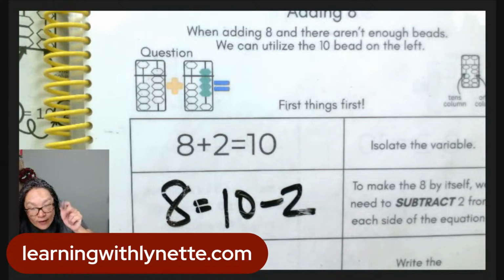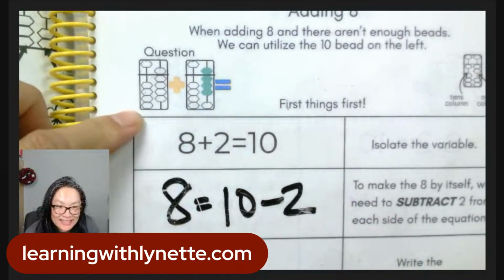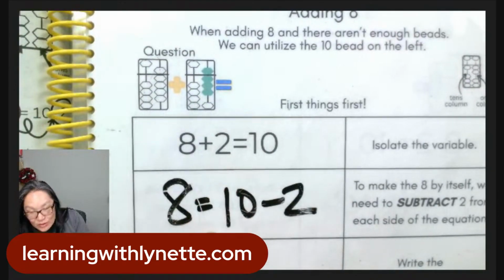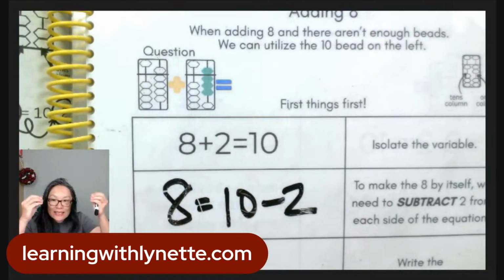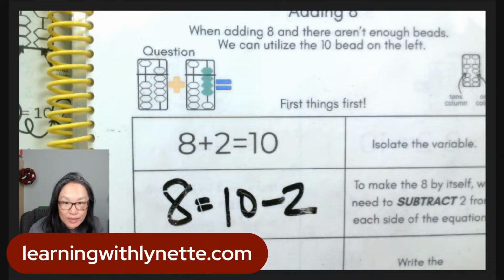When we modify, we're isolating the 8. When we isolate the 8, it is equal to 10. Again, this is not balanced. We need to balance this equation. It's just like algebra. We need to balance the equation. So this is the beginning parts of algebra. This is the gateway. The abacus is the gateway to complex math.